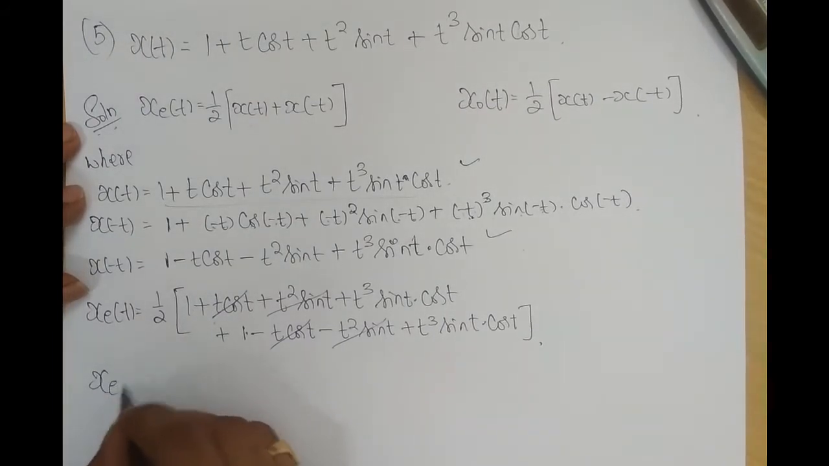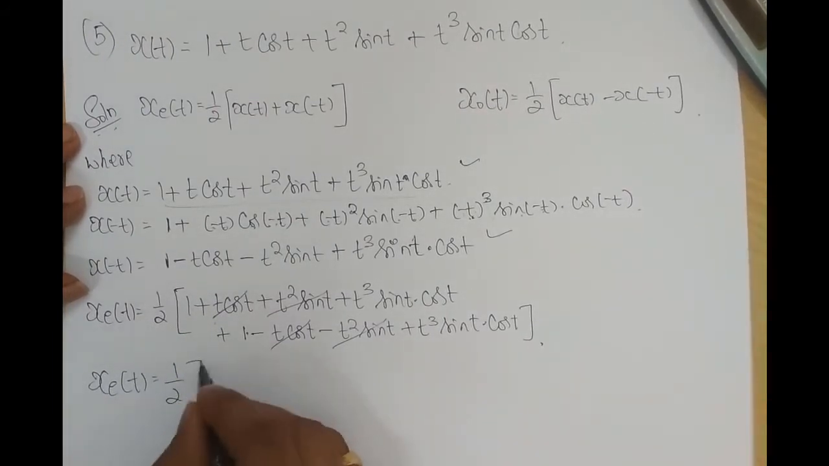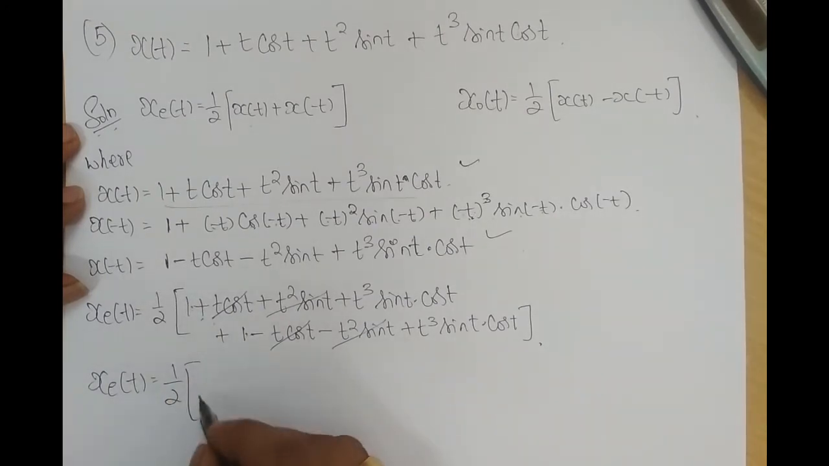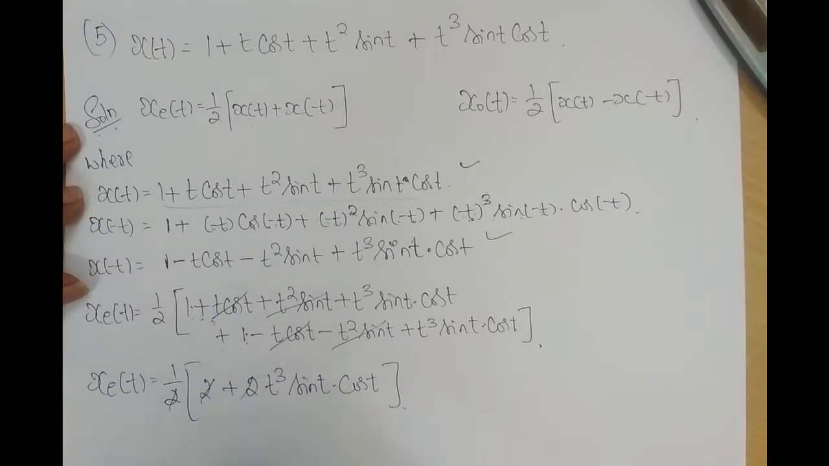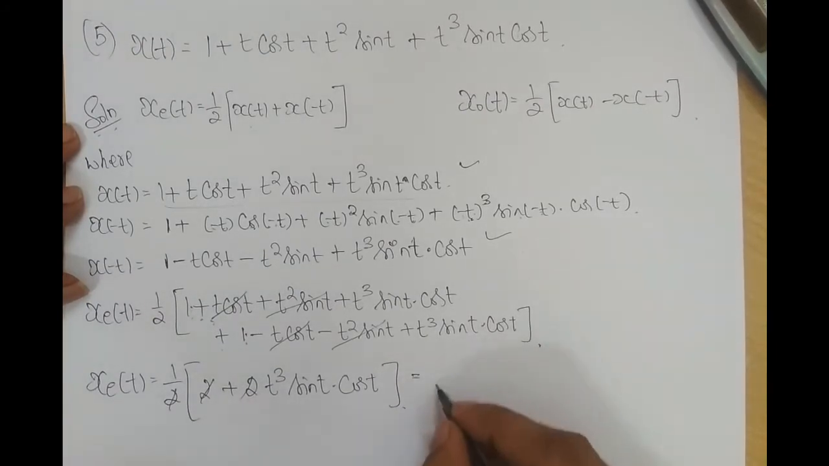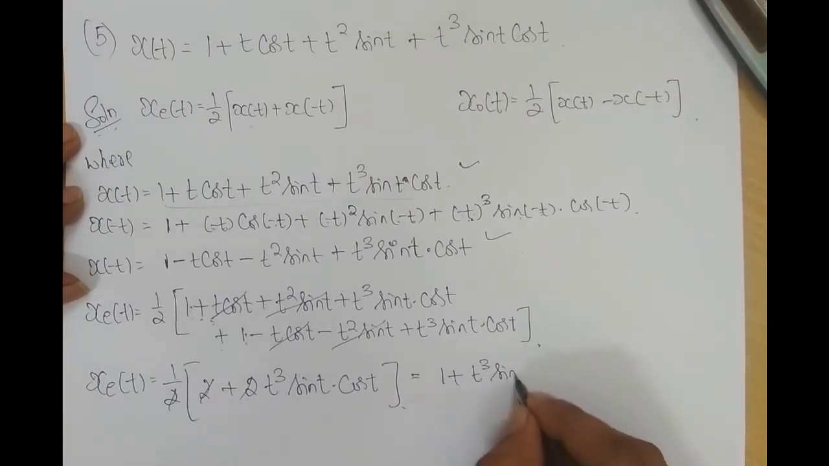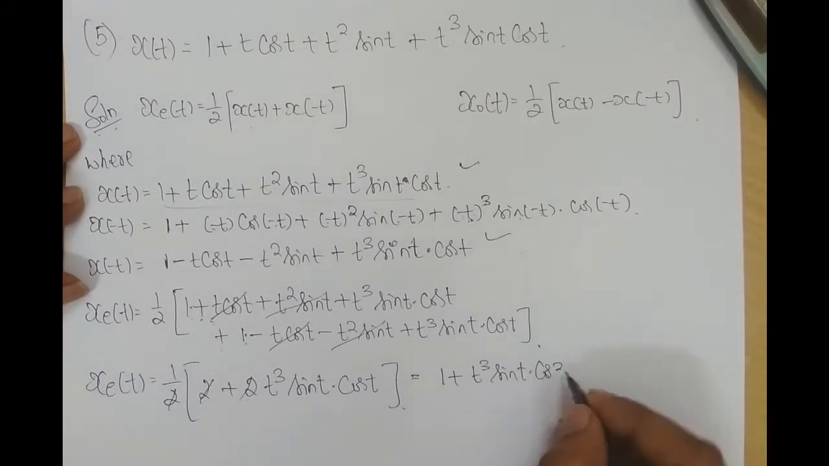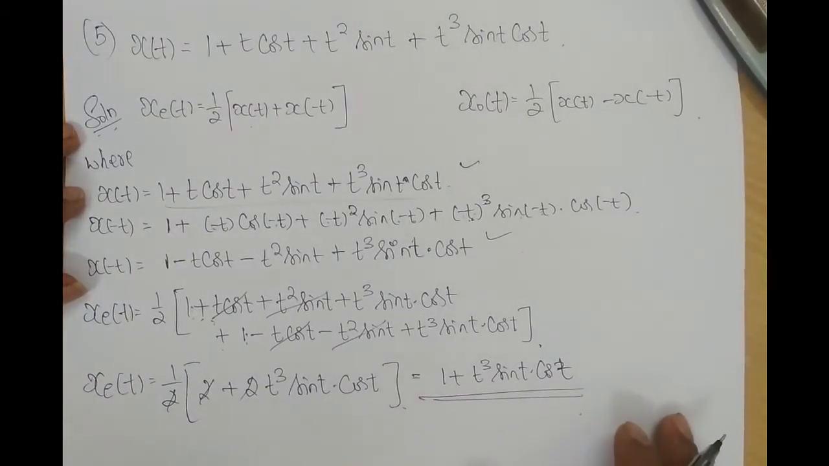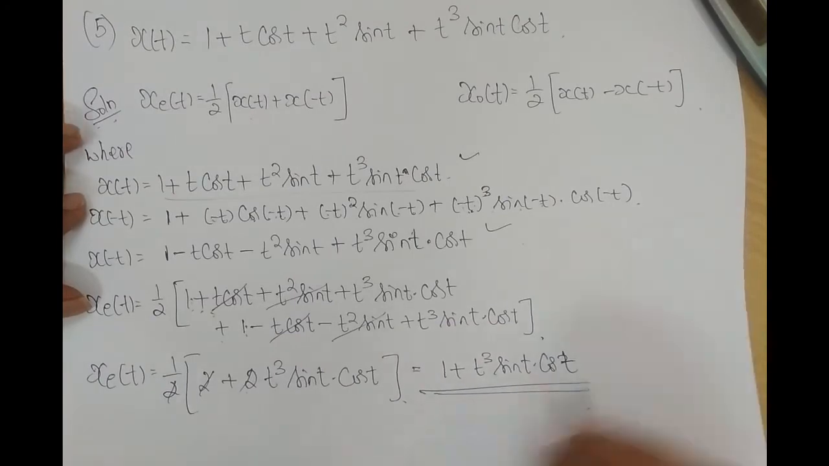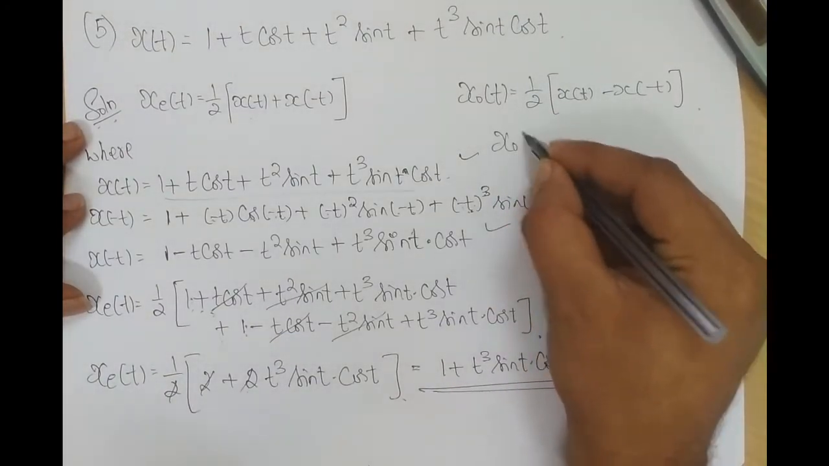So x e of t is given by 1 by 2 into 1 plus 1 is 2, plus 2 times t cube into sin t cos t. So this 2 cancels out. If I take 2 common, I end up with 1 plus t cube sin t cos t, right? So once I know the even component, I can get the odd component easily.